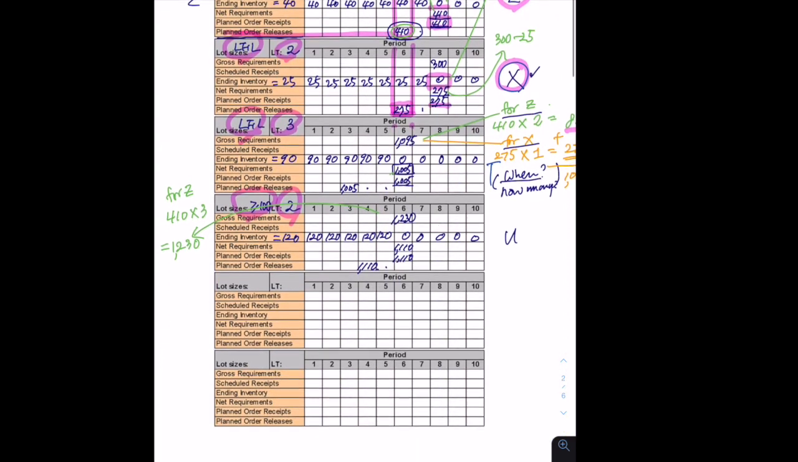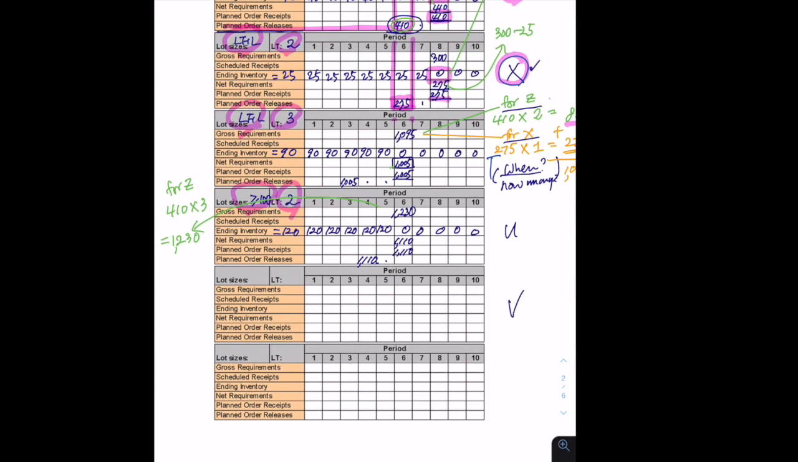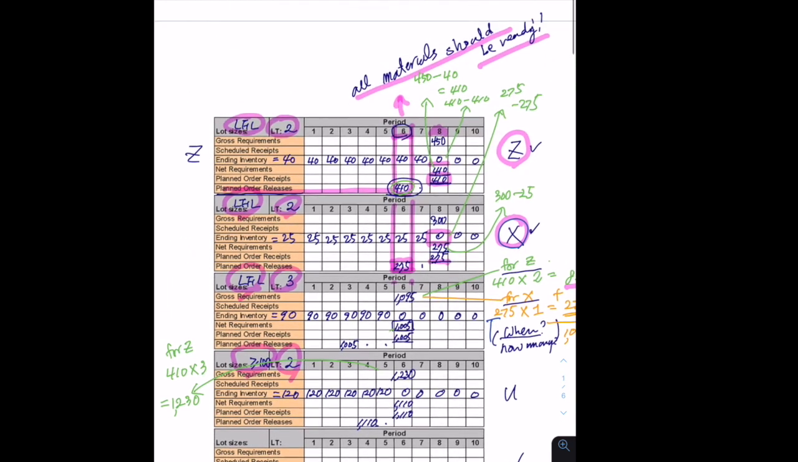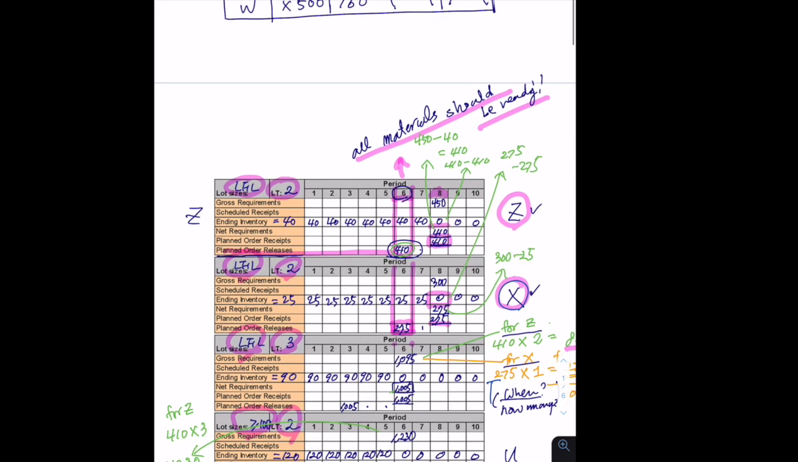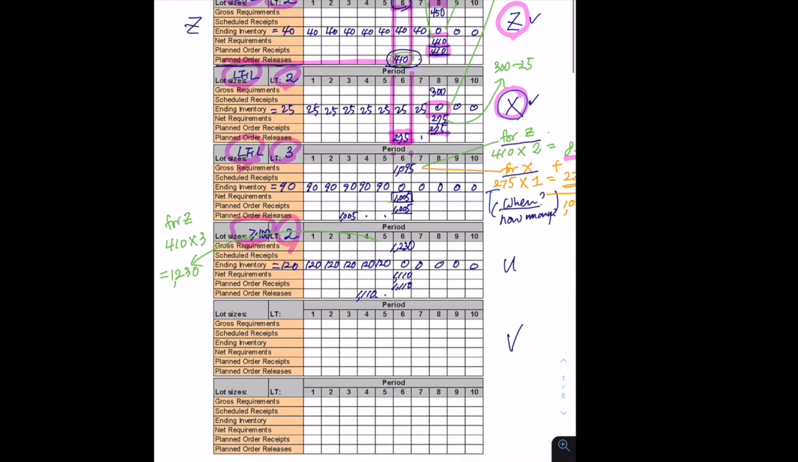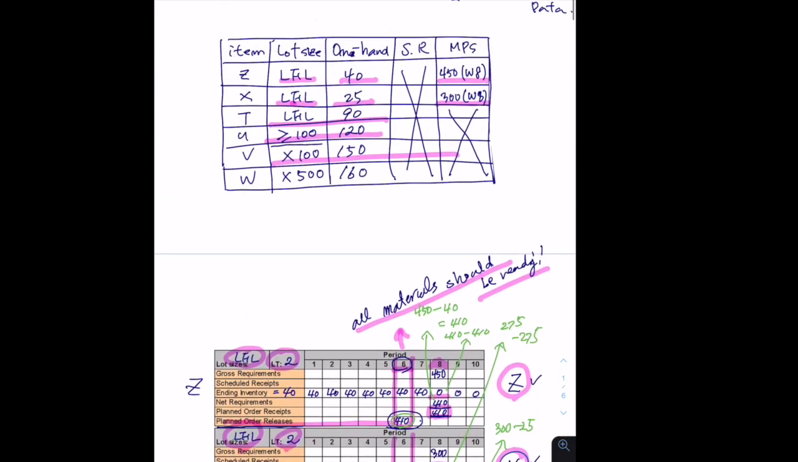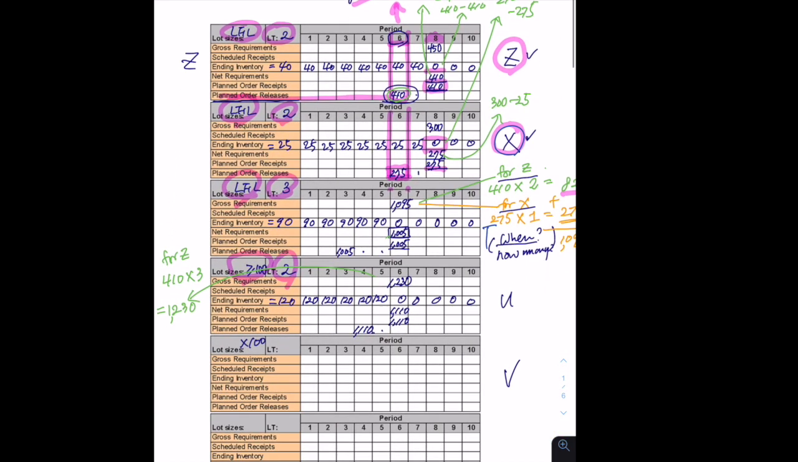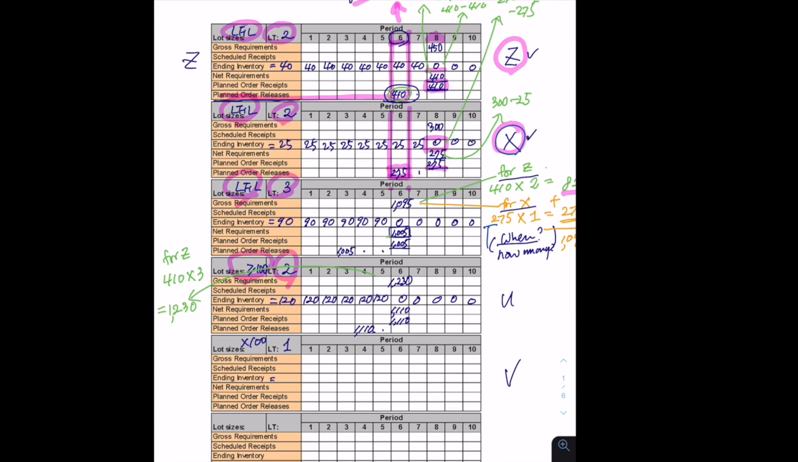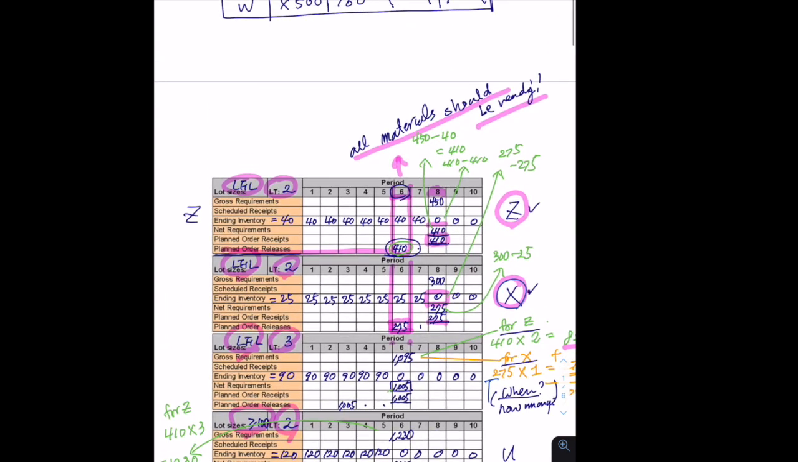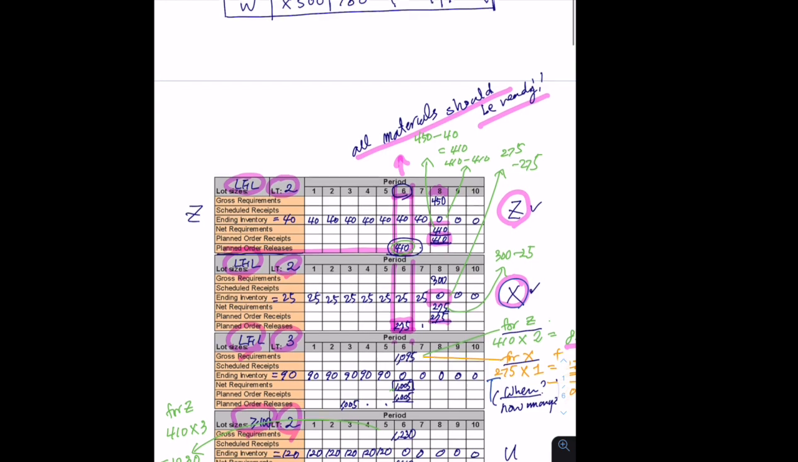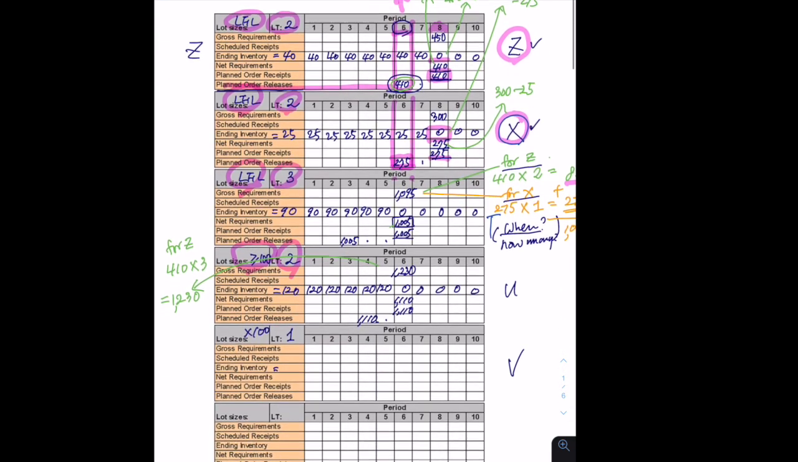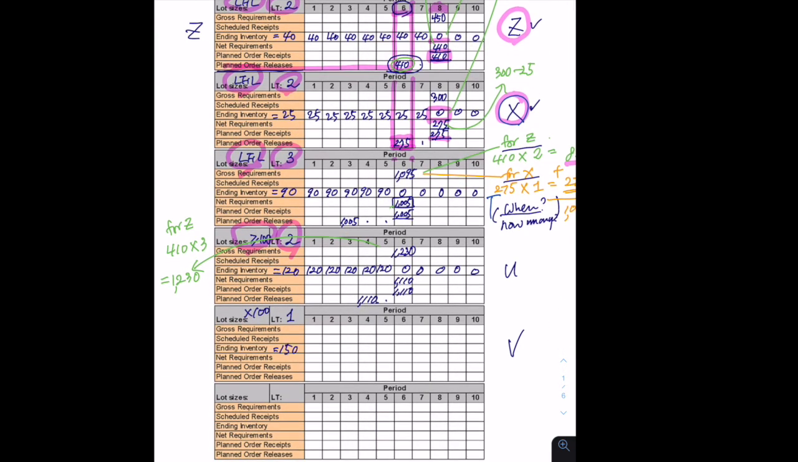So here it is V, and the lot size, let me highlight it here. Lot size is multiples of 100. So let's start with lot size is 100, multiples of 100. And the lead time is given as 1 week. So let's type 1 week. What is ending inventory? Ending inventory is given 150. So 150 here. So let me write down 150.